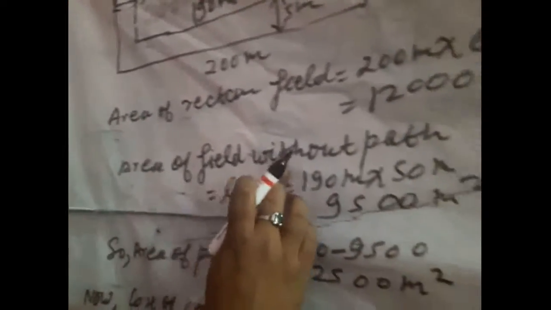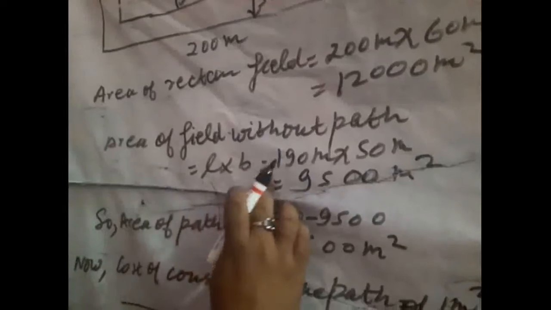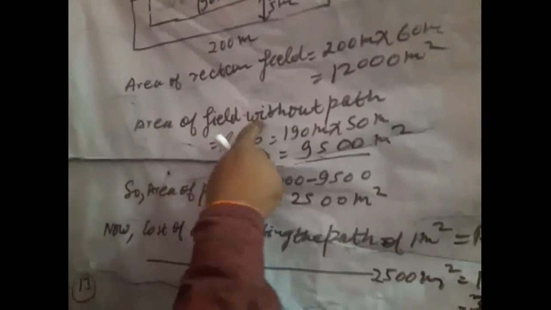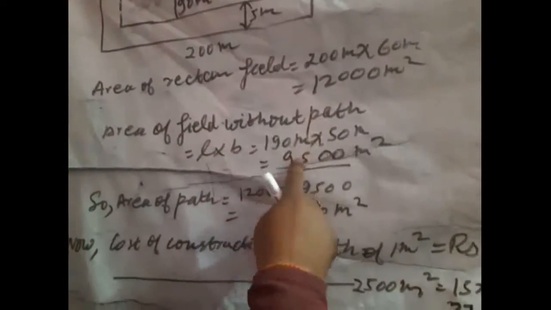So area of field without path is equal to L into B is equal to 190 into 50 is equal to 9,500 meter square. Area of rectangular field this. Area of field without path this. So area of path is equal to this minus this is equal to 2,500 meter square.